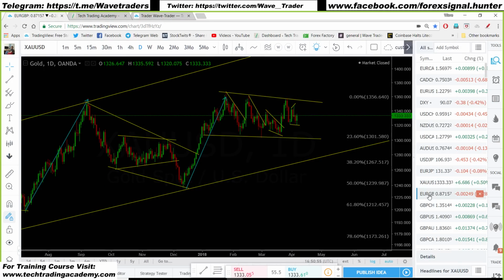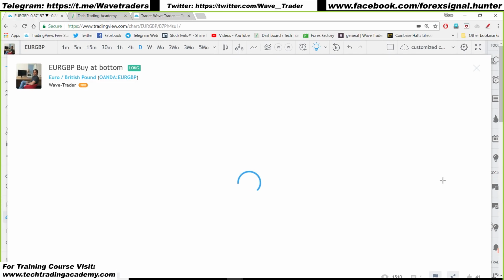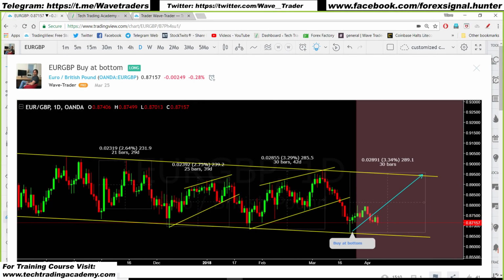Okay, euro pound buy. I have shown you that before. Look for a buy from the bottom. It hasn't gone yet, still there, testing the bottom again. Look for that wave.